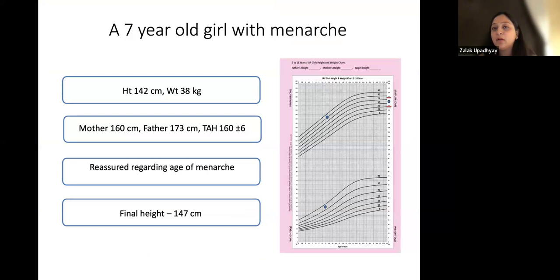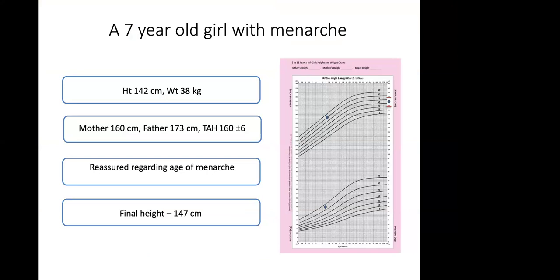One case of this precocious puberty. This was a 7-year-old girl. Sorry, we need to wind up. Can you explain the previous slide?